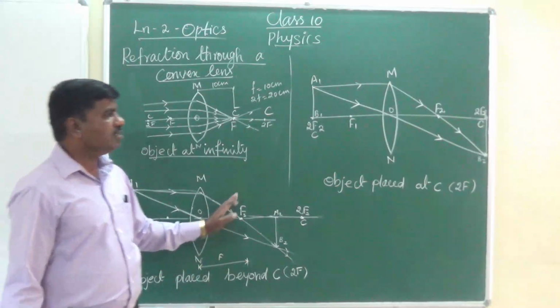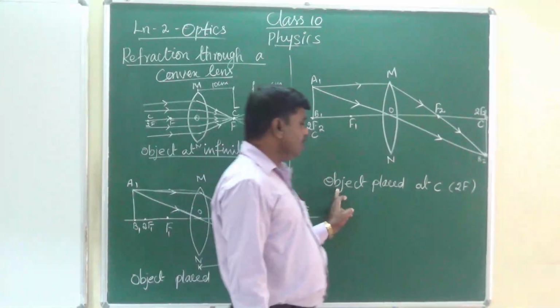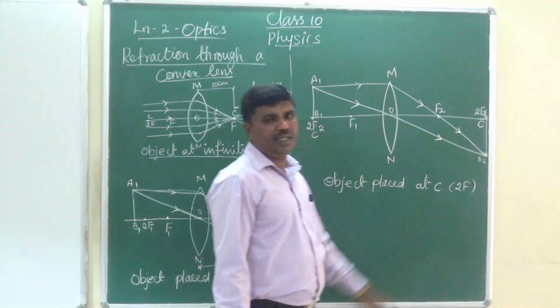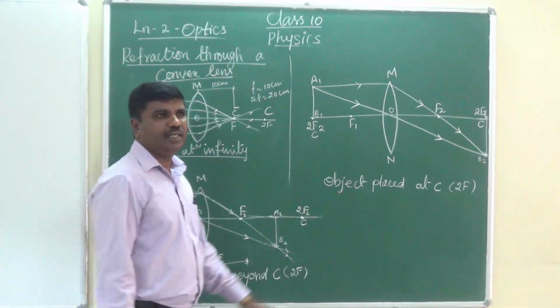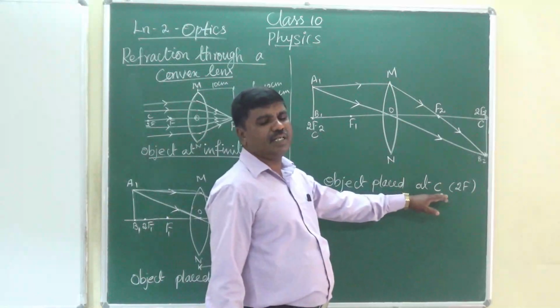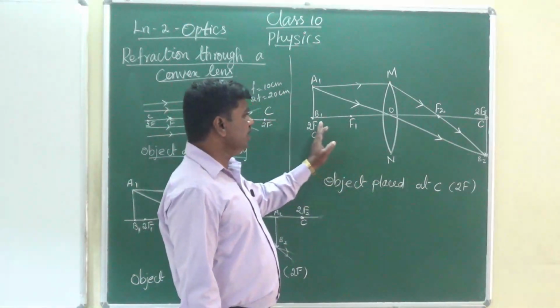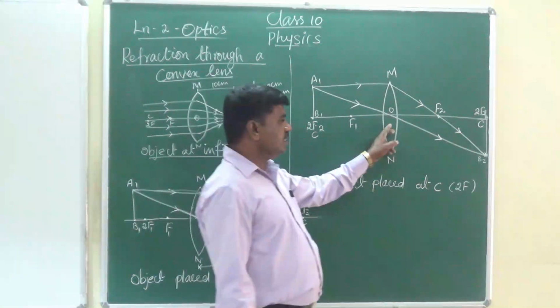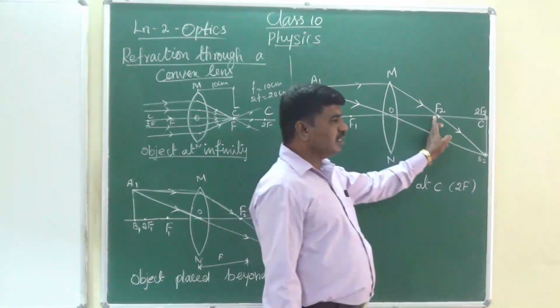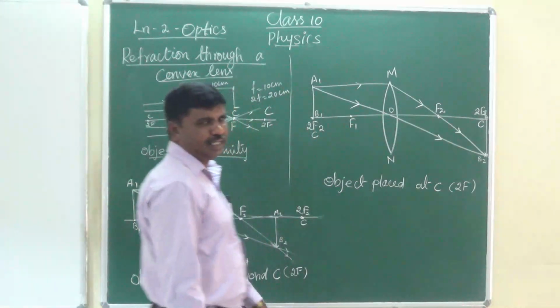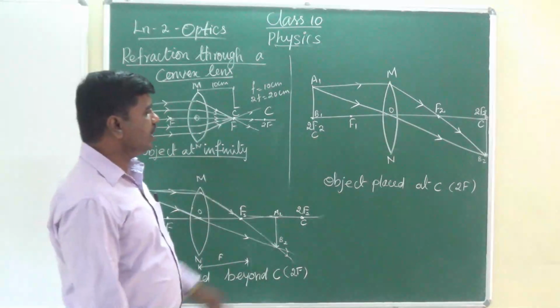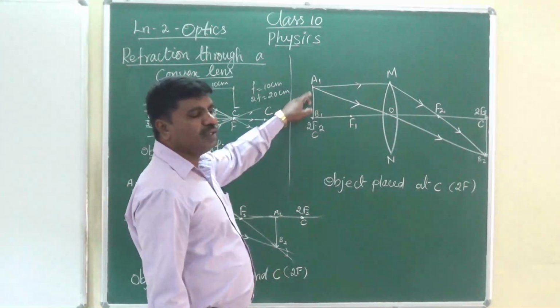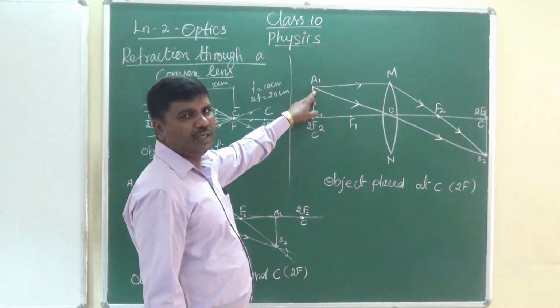Okay, next one we will see, object placed at C or 2f, the center of curvature. See, now we are on the lens. It is the central line. The central line is nothing but the optic axis. So where is the source? The source is at 2f.